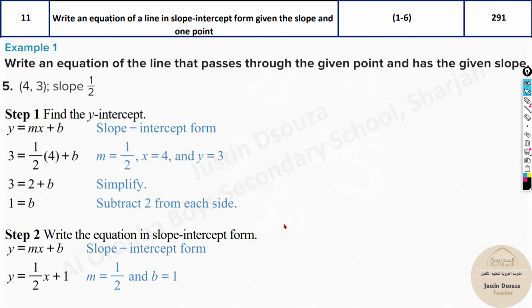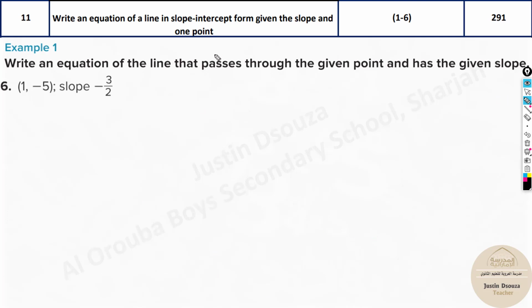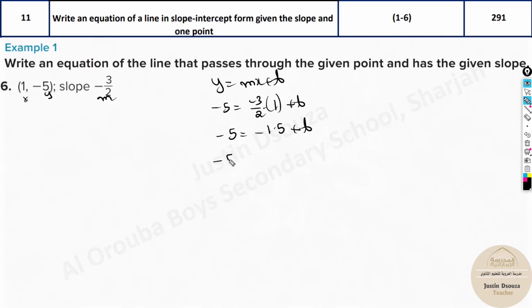They're very simple answers. And the last one, we will quickly do this one. Y equals mx plus b. Substitute. What is x, y, and m? Y is minus 5 equals m is minus 3 by 2 multiplied by x is 1 plus b. Now when you multiply this, minus 5 equals minus 3 by 2. I will write 3 by 2 as 1.5, so it's minus 1.5 plus b. Let me take 1.5 to the other side. Minus 5 plus 1.5 equals b. The answer over here would be minus 3.5 equals b.